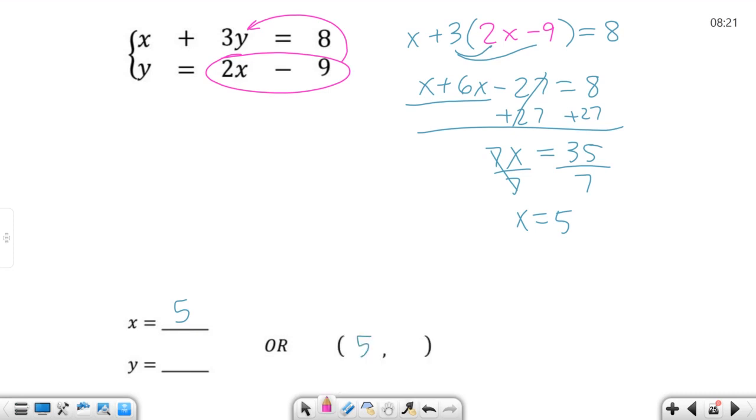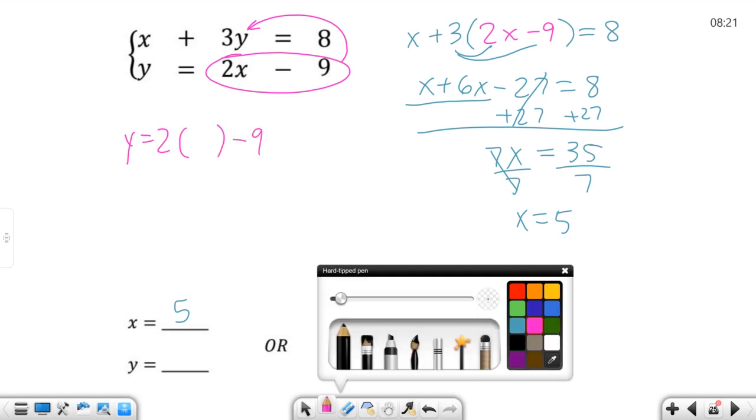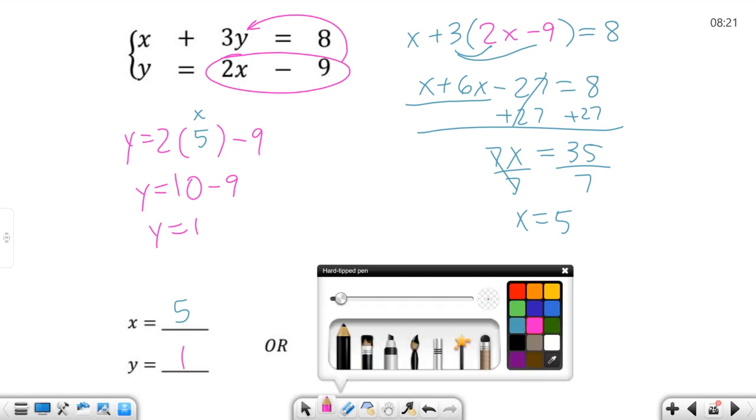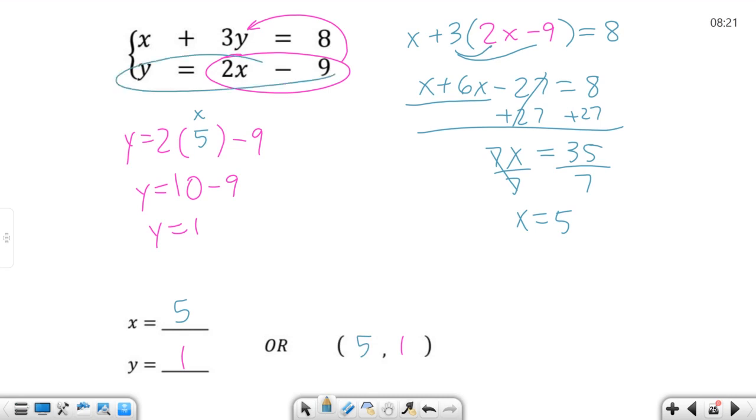But for y, I have y equals 2 times x minus 9. But what is x? X is 5. So what is y? Y is going to be 2 times 5, which is 10, minus 9. So what does y equal? 1. Y is 1. So again, I used this bottom equation to find y.